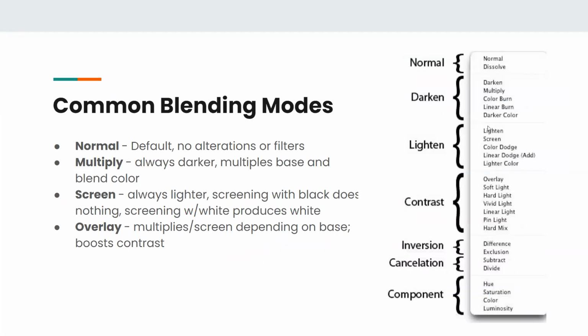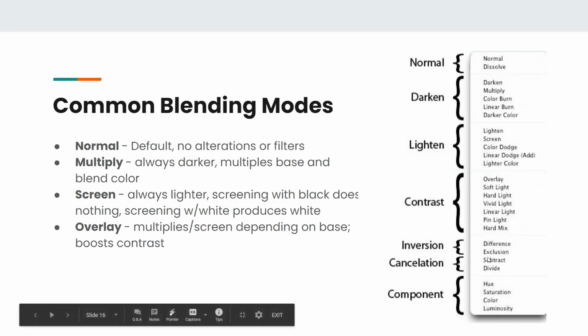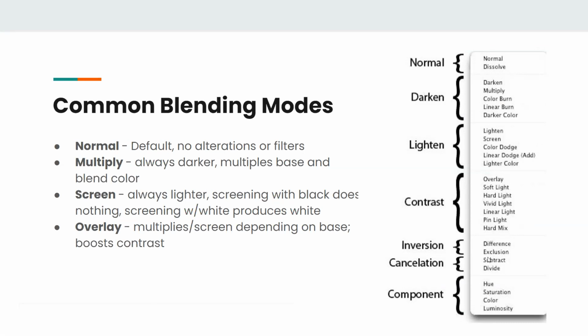So there's the darken group, which just makes whatever color you have a little bit darker. There's the lighten one, which makes it lighter. Then there's contrast, which does a mix of both, lighten and dark, depending on the base layer. And these two, inversion, cancellation, and component, we're not going to go over today because that's a little advanced. But we'll be going over common blending modes like multiply, screen, and overlay today.